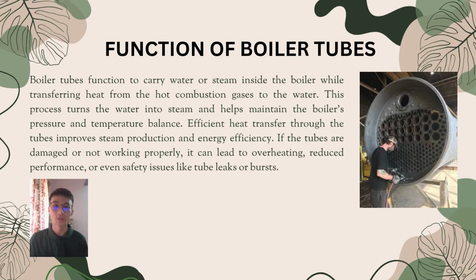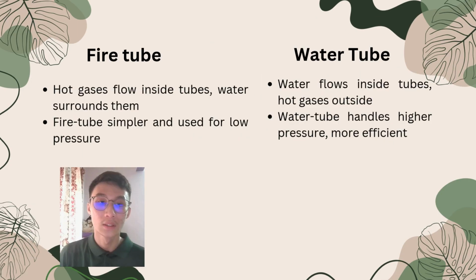Next, I will go through the function of the boiler tubes. Boiler tubes function to carry water or steam inside the boiler while transferring heat from the hot combustion gases to the water. This process turns the water into steam and helps maintain the boiler's pressure and temperature balance. Efficient heat transfer through the tubes improves steam production and energy efficiency. If the tubes are damaged or not working properly, it can lead to overheating, reduced performance, or even safety issues like tube leaks or bursts.